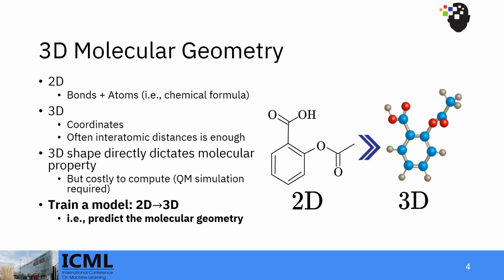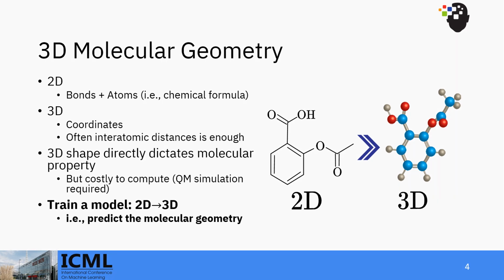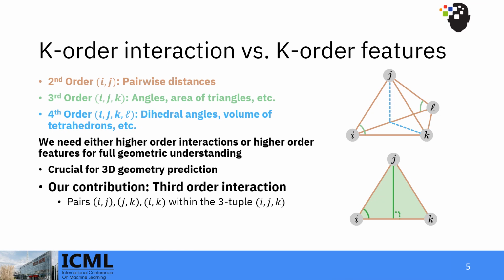Although 2D graph annotations are more easily available for chemical species, the 3D coordinates of the atoms are also very important and directly dictate their properties. However, true 3D geometry is computationally expensive to obtain, requiring quantum mechanical simulations. In order to bridge this gap, we want to train a deep learning model on 2D graphs to predict the 3D geometry of the molecules. However, this task requires improving the geometric understanding of our model.